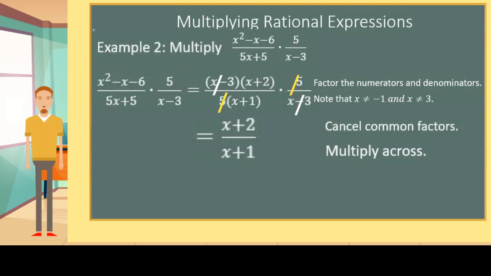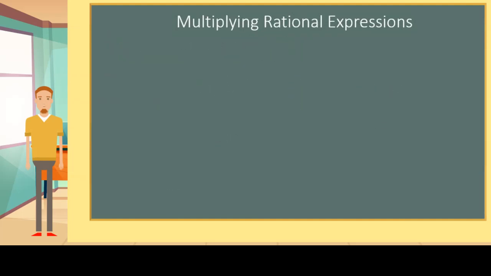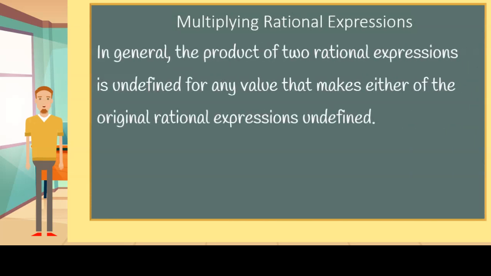Therefore, their product is x plus 2, over x plus 1. The original expression is defined for x is not equal to -1, and x is not equal to 3. The simplified product must have the same restrictions. In general, the product of two rational expressions is undefined for any value that makes either of the original rational expressions undefined.